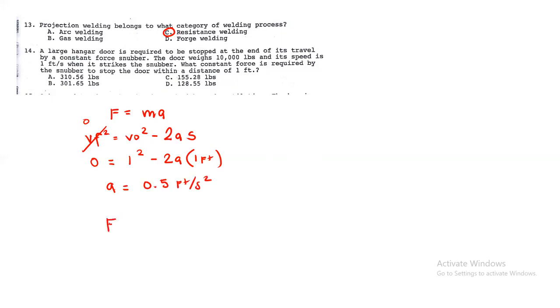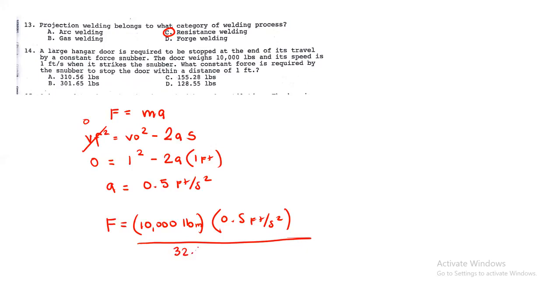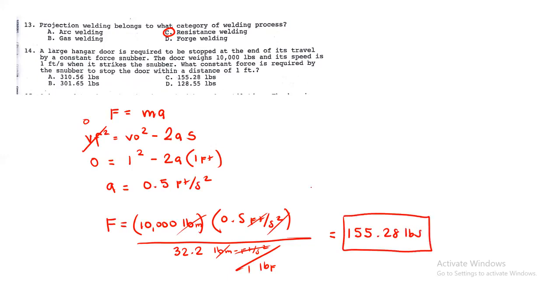So, makuha natin, force is equal to mass, so 10,000 pounds times acceleration na 0.5 foot per second squared. Syempre, pounds of mass 'to, so i-divide pa natin yan ng 32.2. So, pounds of mass times foot per second squared sa isang pound of force per 1 pound of force. Maka-cancel na 'to. Magiging sagot dito, guys, is 155.28 pounds. Letter C.